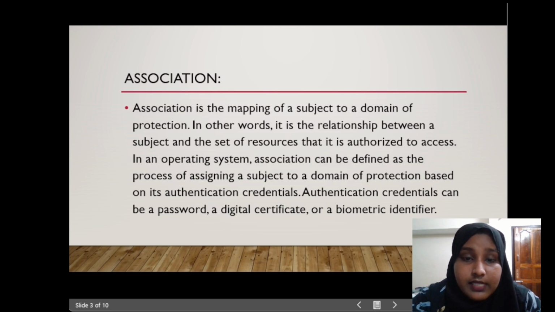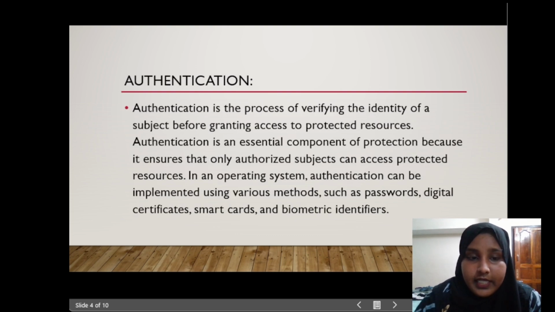This means that association in an operating system is like creating a link between a user and the resources they are allowed to access. It's a way of deciding which files, programs, or data the user can see based on their identity. The identity is confirmed through authentication credentials such as passwords, fingerprints, or digital certificates. Once the user is authenticated, the system sets up the association to determine what actions they can perform on the system's resources. The next one is authentication.